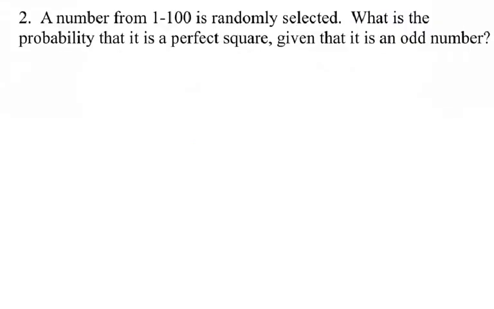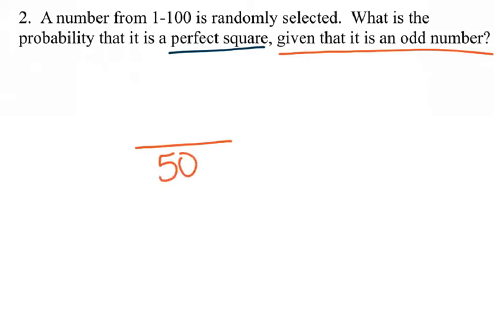All right, number 2. A number from 1 to 100 is randomly selected. What is the probability that it is a perfect square given that it is an odd number? So, out of 1 to 100, there are 50 odd numbers. Alright, so now we're going to think about all the odd numbers that are perfect squares. Or let's do this. Let's list out all the perfect squares.